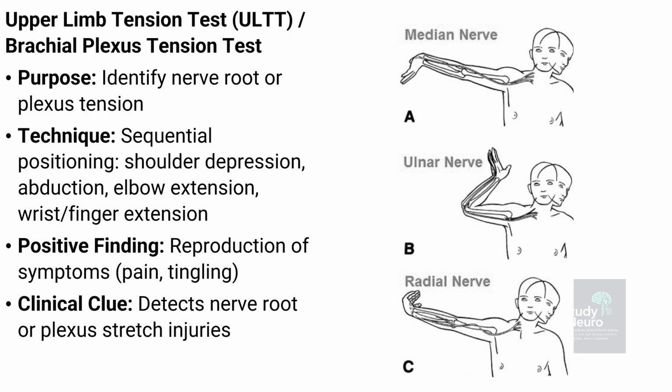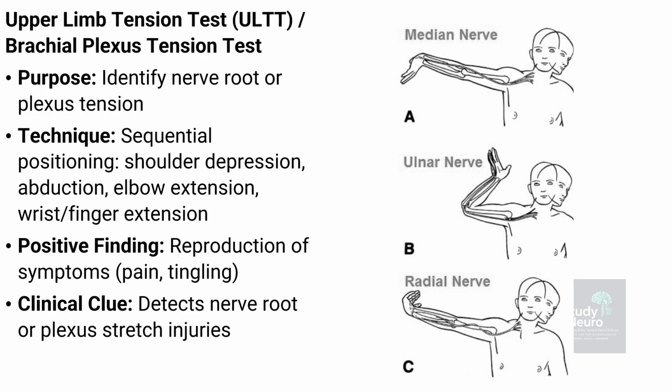For the ulnar nerve, the shoulder remains abducted and externally rotated, while the elbow is flexed and the wrist is extended in a tray-holding position. Symptoms along the medial forearm or the ring and little fingers suggest ulnar nerve or lower plexus irritation.